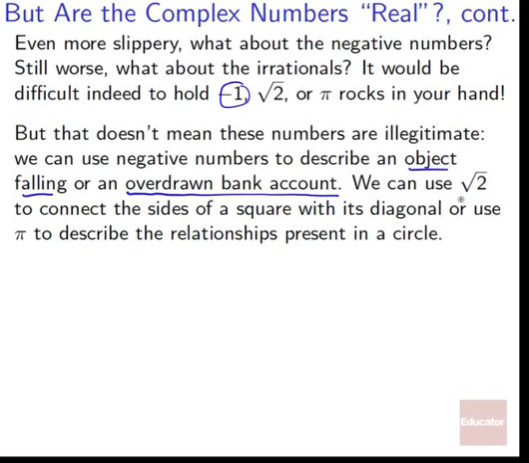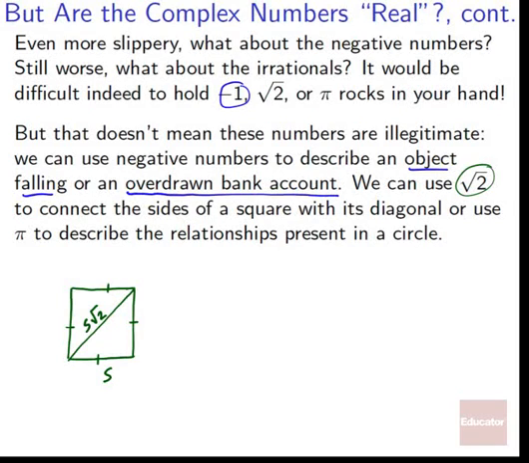We could also talk about root 2. Root 2 is able to connect the sides of a square. If we've got a square where all the sides are the same, then the connection between one side and the diagonal is side times root 2. So we can figure that out from the Pythagorean theorem. So that makes sense.